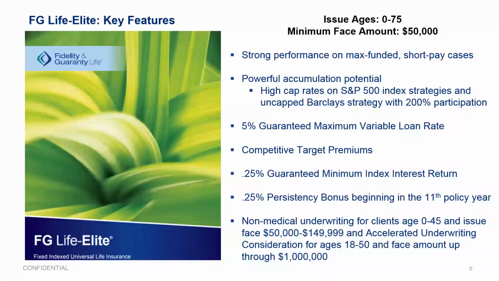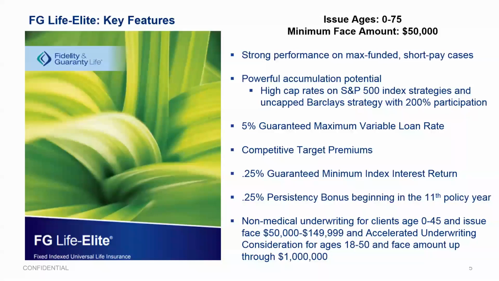We also offer a persistency bonus. This is an account value credit of 25 basis points kicking in beginning in the 11th policy year. It gives them a boost on their accumulation and continues to grow that cash value going forward.